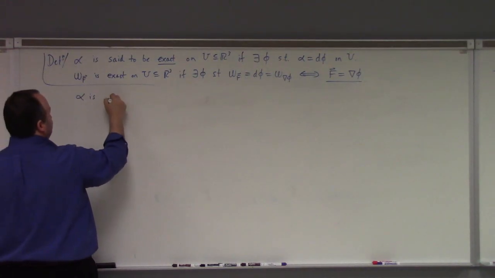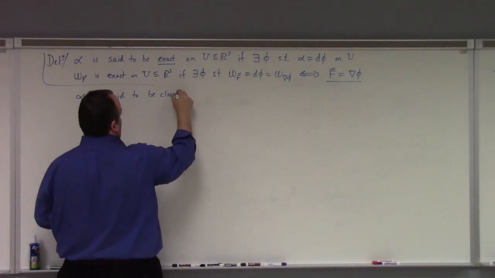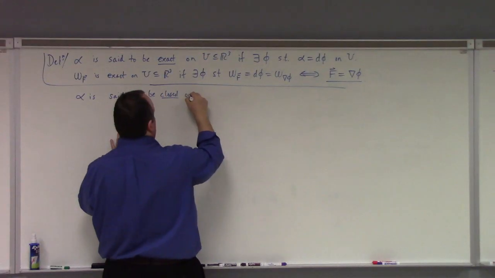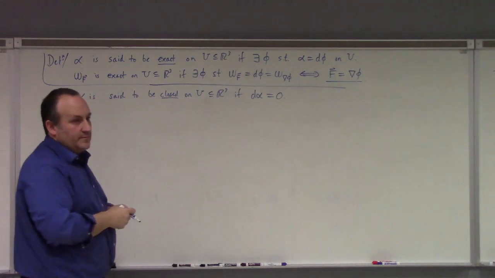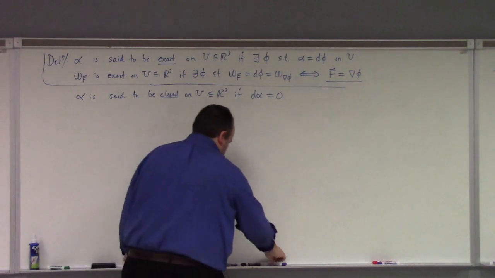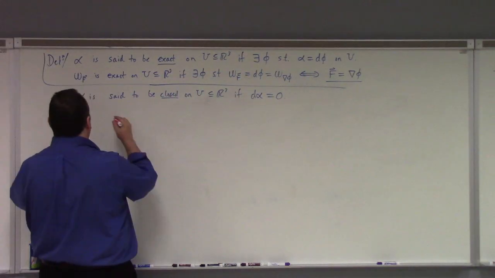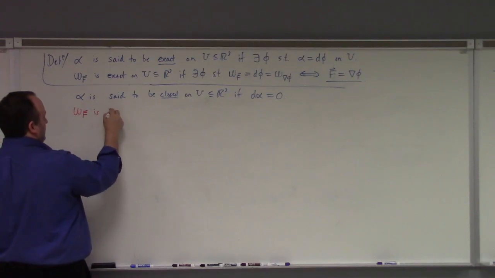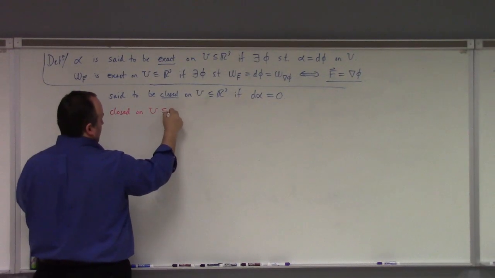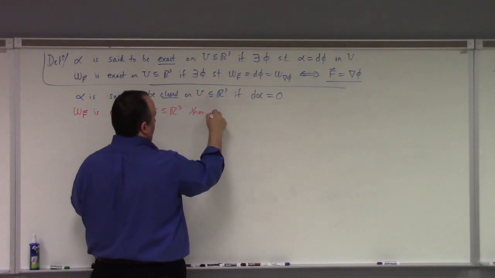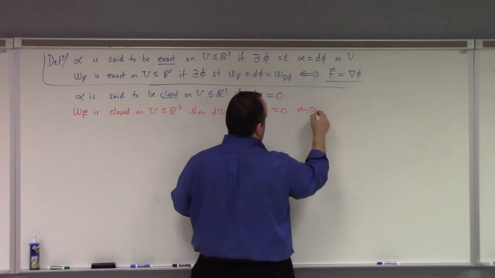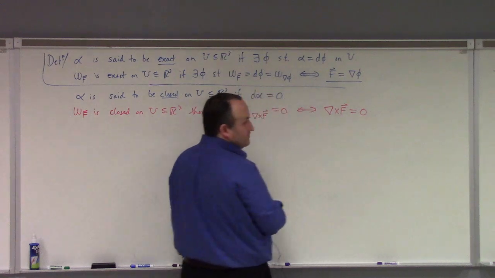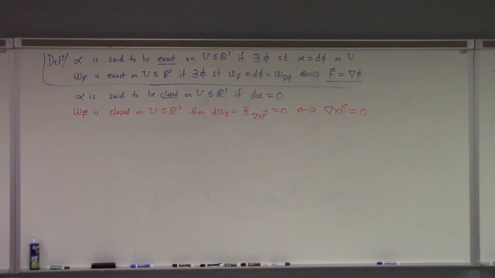Another definition to think about: alpha is closed on U, a subset of R3, if d alpha is equal to 0. So in the context of the example I was just giving you guys, if we had omega f closed, what would that mean? That would mean d of omega f, which is the flux form of the curl of f, is equal to 0. So it would be equivalent to the condition that the curl of the vector field be 0 on U. So the closed condition is that the curl is vanishing for the corresponding vector field, if we're talking about the one form.